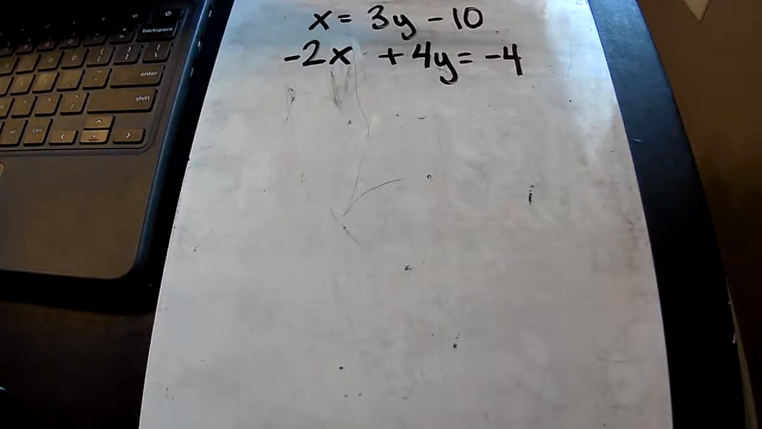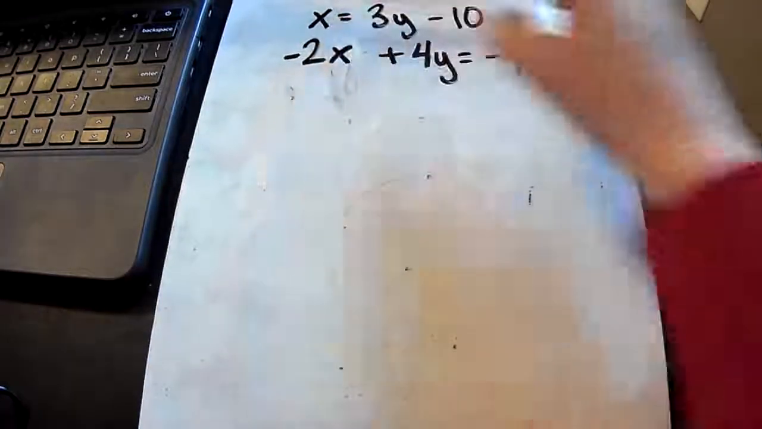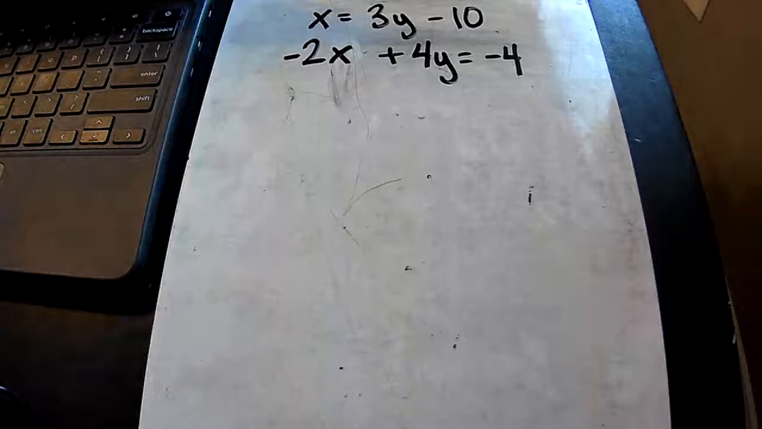Okay, this is number 4 on the digital assignment for February 12th. This one is the first one where they give you a problem that starts with x equals instead of one that starts with y equals. If we were graphing these, then that would be an issue, but using the substitution method, it's actually okay that it starts with x equals instead.